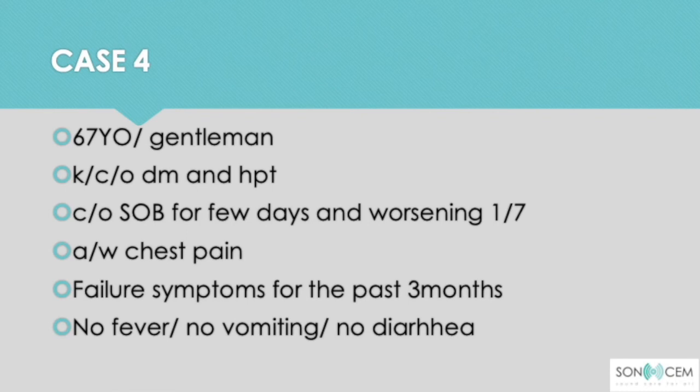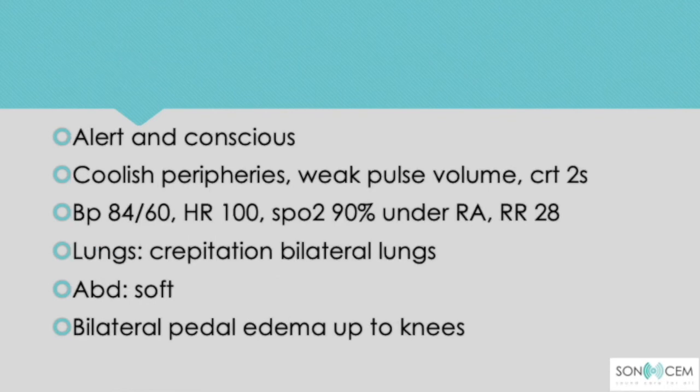A 67 years old gentleman, no known case of diabetes and hypertension. Complaint of sudden onset shortness of breath for a few days and worsening for the past 1 day. Again, SOB associated with chest pain. Heart failure symptoms for the past 3 months. No fever, no vomiting, no diarrhea. He is alert and conscious, coolish periphery, weak pulse volume, CRT 2 seconds, BP 84/60, heart rate 100, SpO2 90% under room air. RR 28. Lungs crepitations bilaterally, abdomen soft, bilateral pedal edema up to knees.